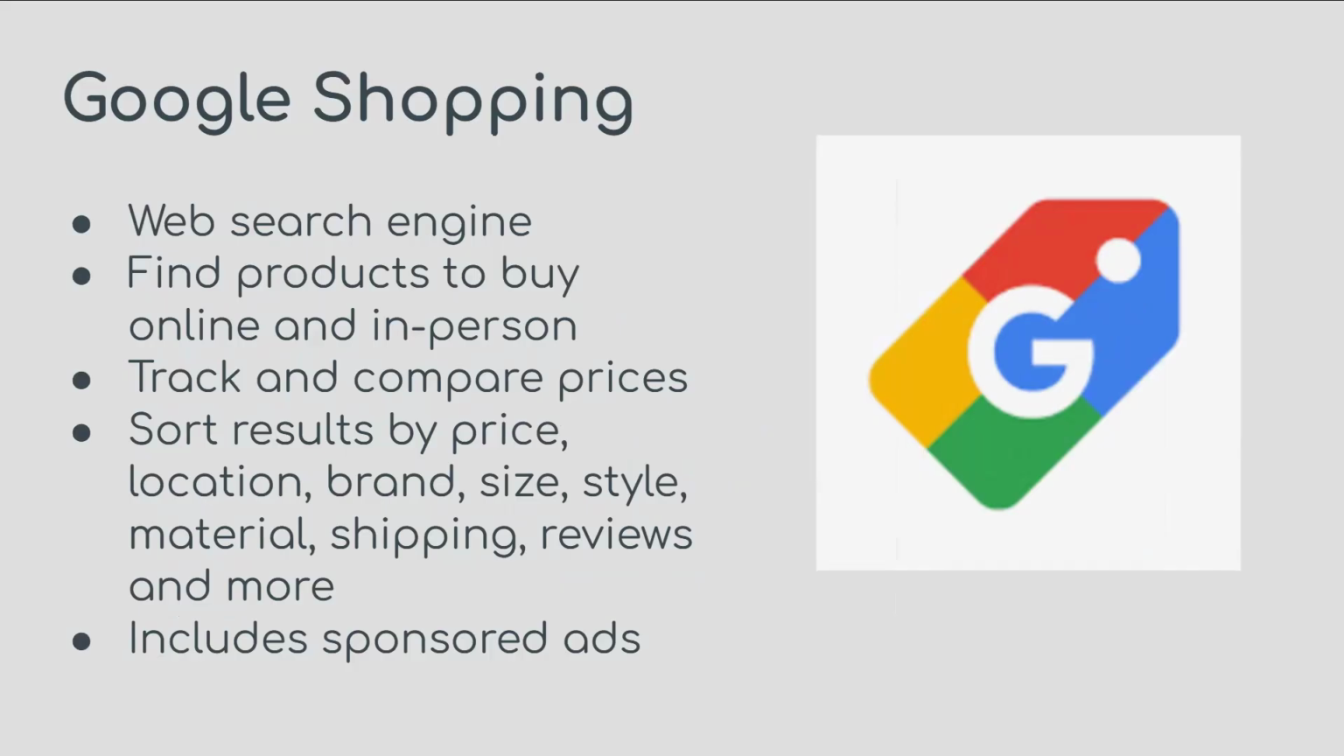You can track and compare prices, and you can sort your results by the price you'd like to pay for the item you're searching for, the location of where the item is, brand names, size, style, material, shipping costs, reviews, and more. Google Shopping does include sponsored ads, and it also will allow you to filter your results so that you can more specifically find what you're looking for on the internet.